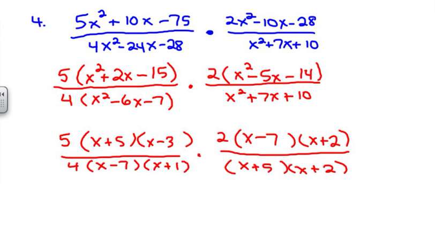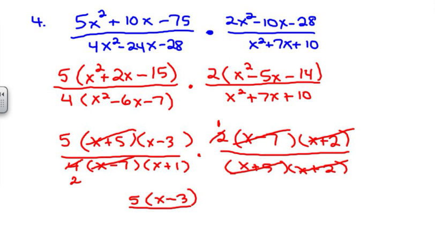Once everything's factored, we just cancel whatever factors are identical from numerator and denominator. So I have an x plus 5 in the numerator and denominator, I can cancel that. An x minus 7, numerator and denominator, I can cancel that. X plus 2's, and then the 2 into the 4 goes 2 times, leaving you a 1 in the numerator. Multiply across now. When you think you've canceled everything, you can. So 5 times 1 is 5 times x minus 3. And in the denominator you have 2 times x plus 1. Nothing else cancels. That's your final answer.